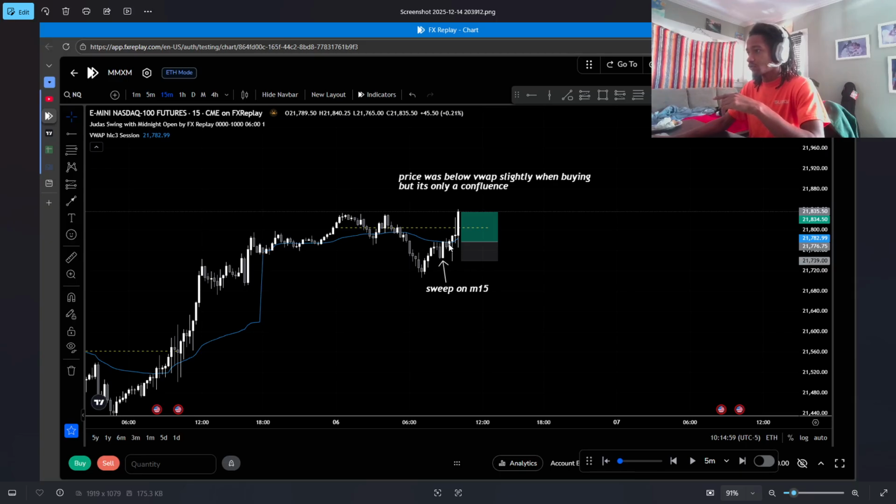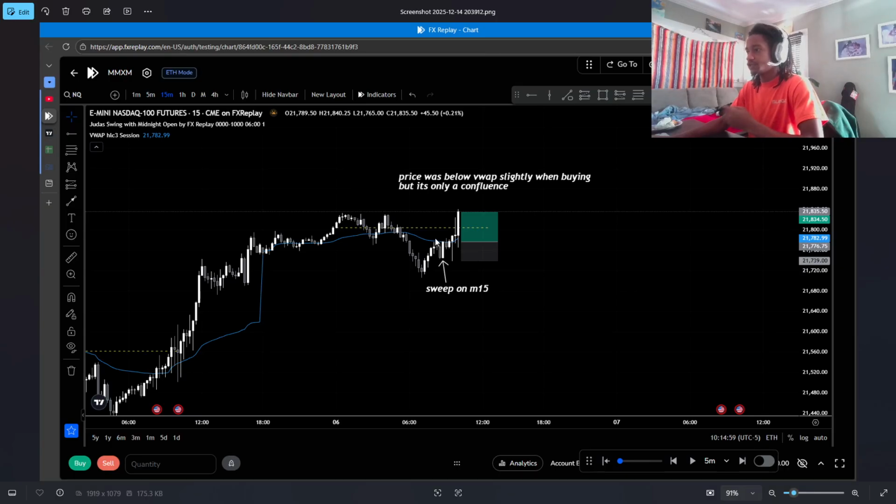Price was also slightly below VWAP, and in the case of buying, I would want it to be above VWAP, because that's telling me that price is more bullish, there are more buyers, and the buyers are more in control. So I would want price to be above VWAP. In this case, it was slightly below, but structure is more important than VWAP. So it's just a confluence. It's not the end all be all. If it's below it, I'm never gonna buy.